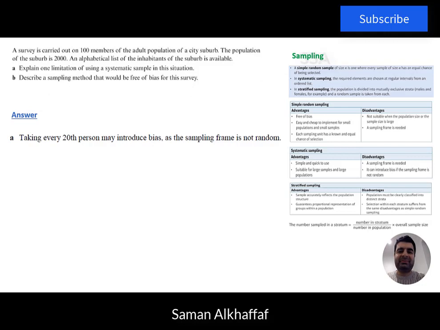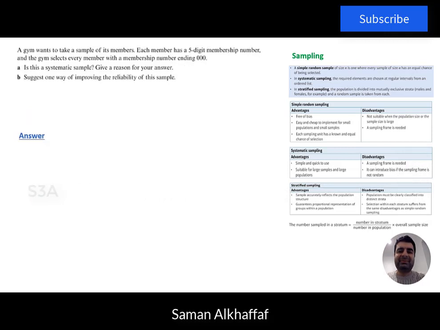For part B, we need to describe a sampling method that would be free of bias for this survey. So in this scenario, a simple random sample using the alphabetical list as the sampling frame will be a good approach to take, and this will be our answer for this question.